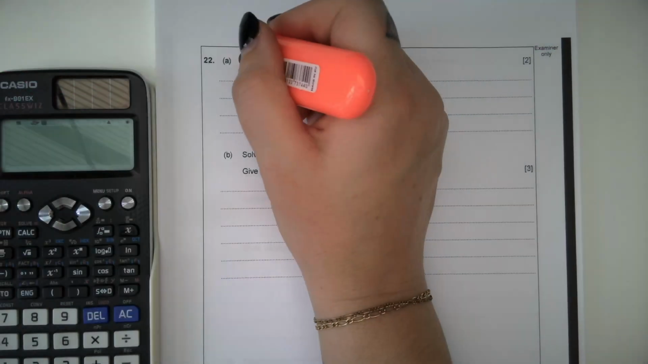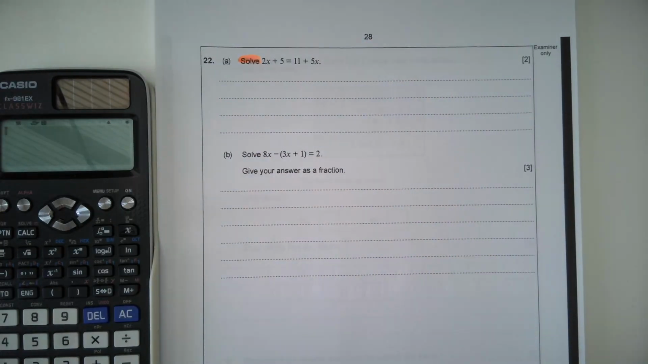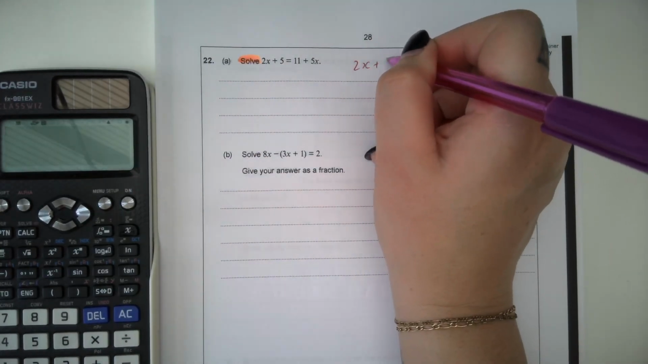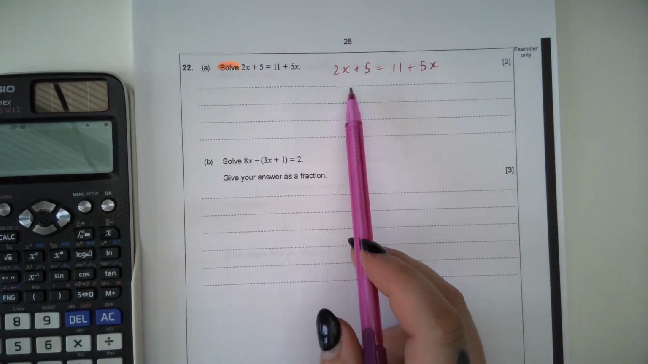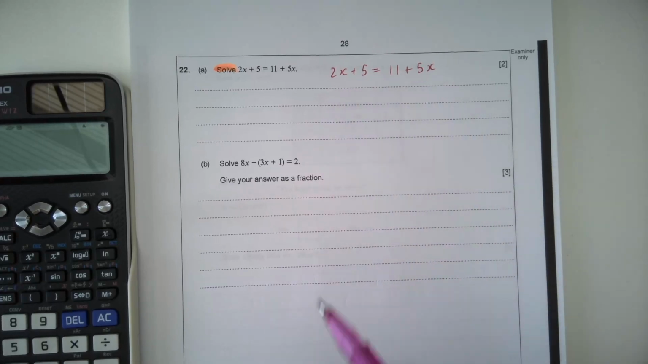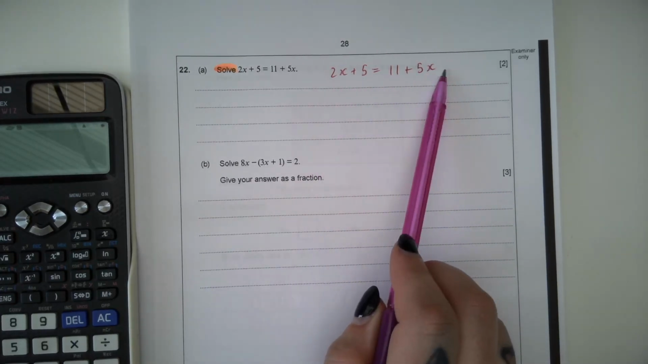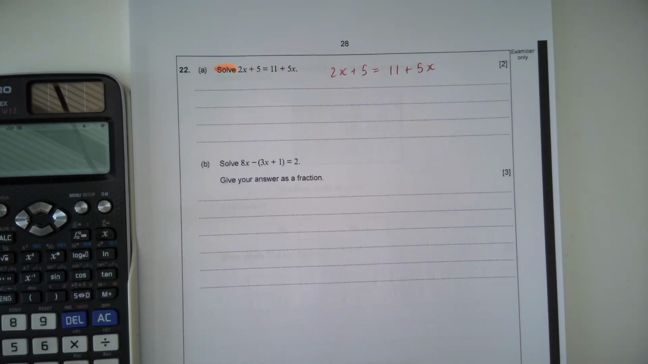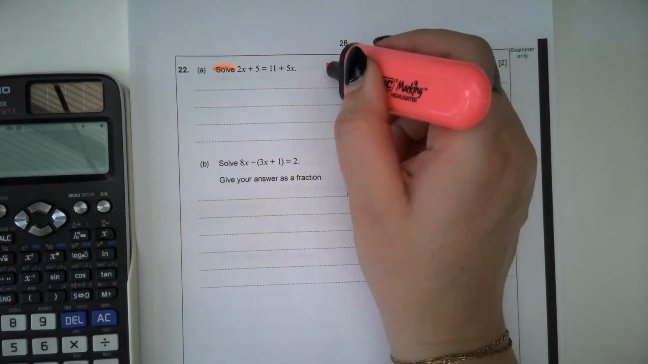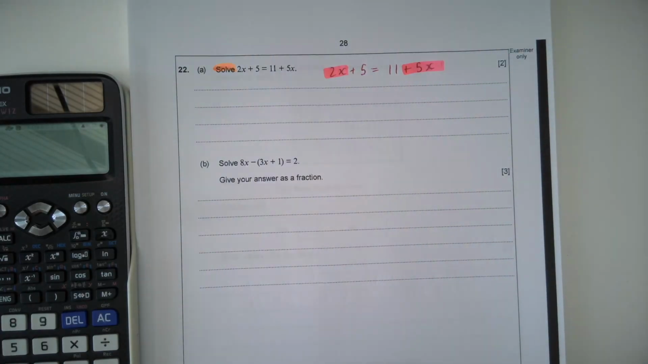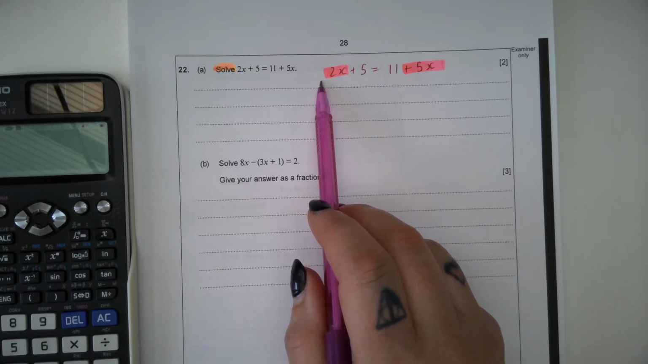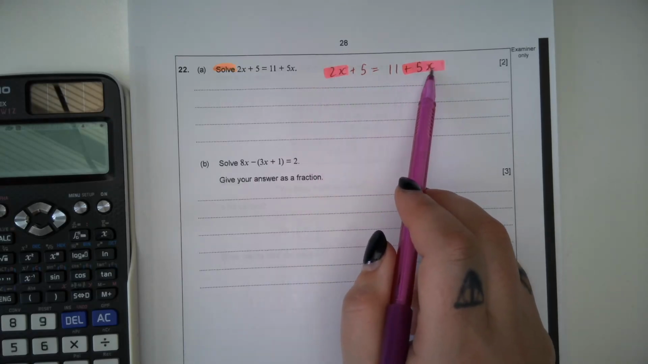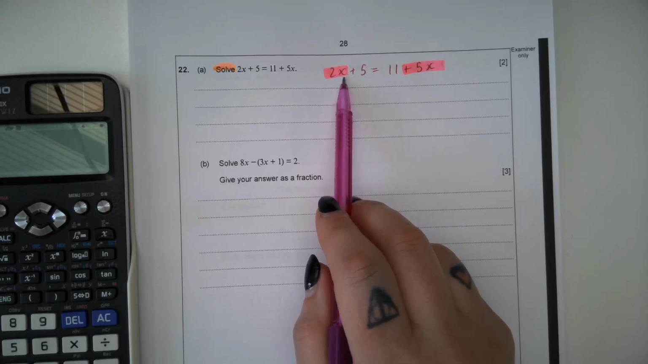22a. Solve 2x add 5 equals 11 plus 5x. So 2x plus 5 equals 11 plus 5x. So we're solving this equation for our unknown variable, which is x, but here we have a term with x on both sides of the equation. So I need to eliminate one of those, and I'm going to eliminate the smallest x term. So this is a plus 5x, and this is a positive 2x. I know that that's a positive 2x because there's no negative sign in front of it, guys, okay? So positive 2x is smaller than positive 5x, so this is the one that I'm going to eliminate.